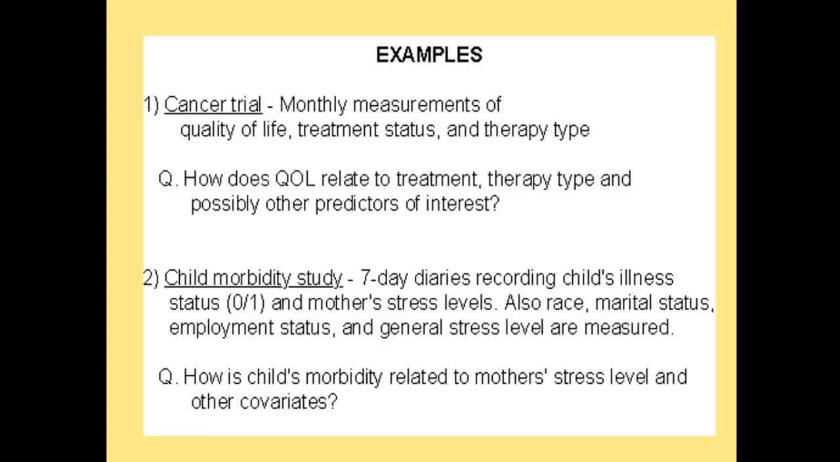7-day diaries are taken recording child's illness status, yes or no, 0 or 1, and mother's stress levels. Also, race, marital status, employment status, and general stress level are measured. And the question is, how is child's morbidity related to mother's stress level and other covariates? So what's the outcome variable, the way the question is worded? Child's morbidity status. It's a 0-1 variable.